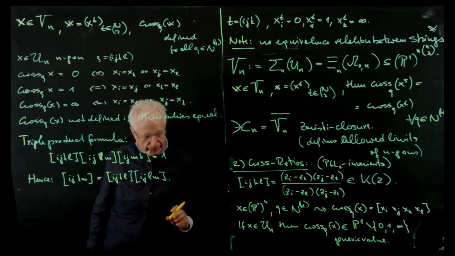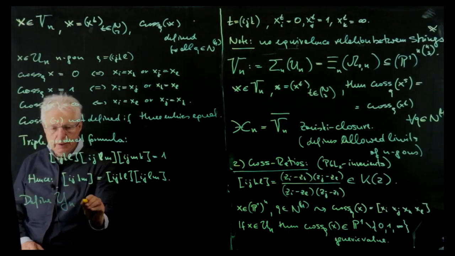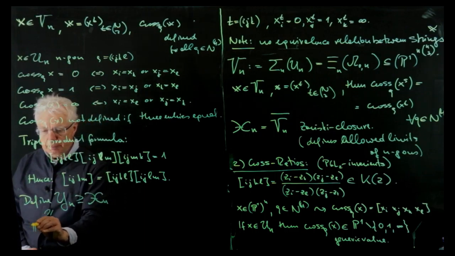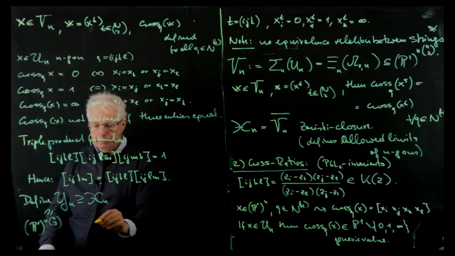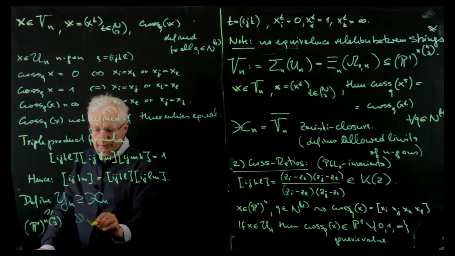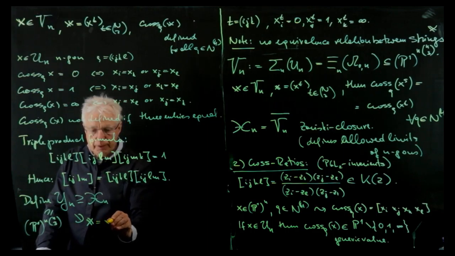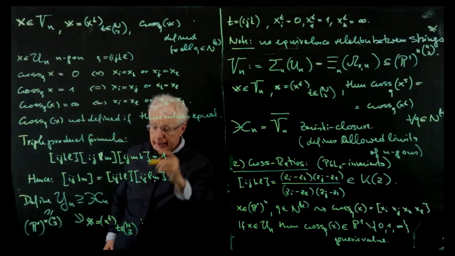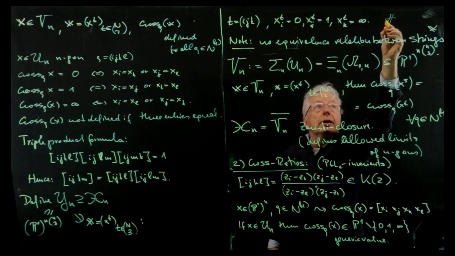OK. Now we define Yn, and this will contain Xn, and all this will take place in P1 to the n choose 3. So these are now here. We have a string x, and the condition is that the n-gons t in n over 3. The requirement is, again, this condition here. I don't write it again.